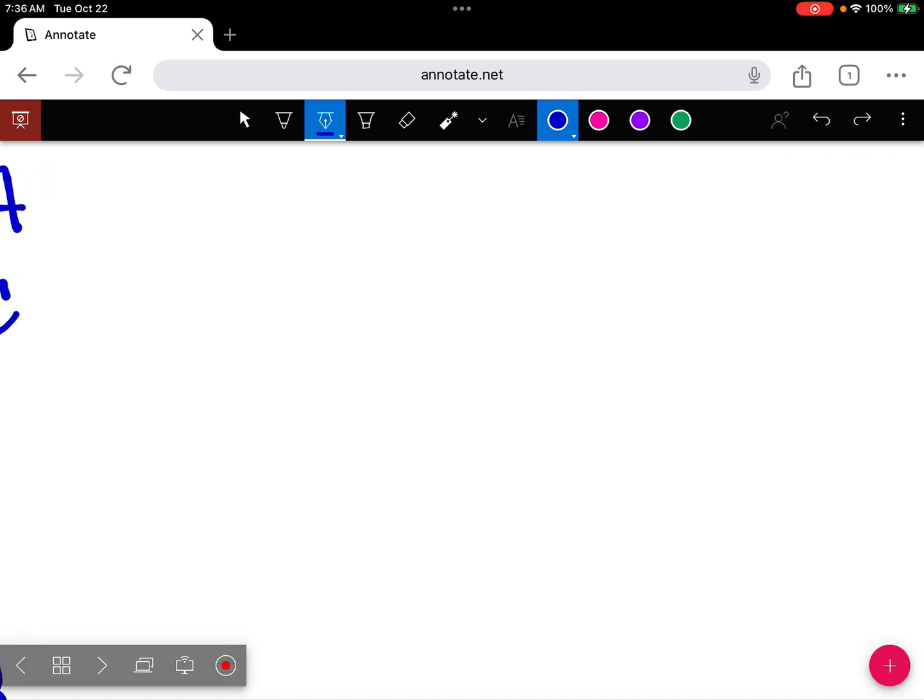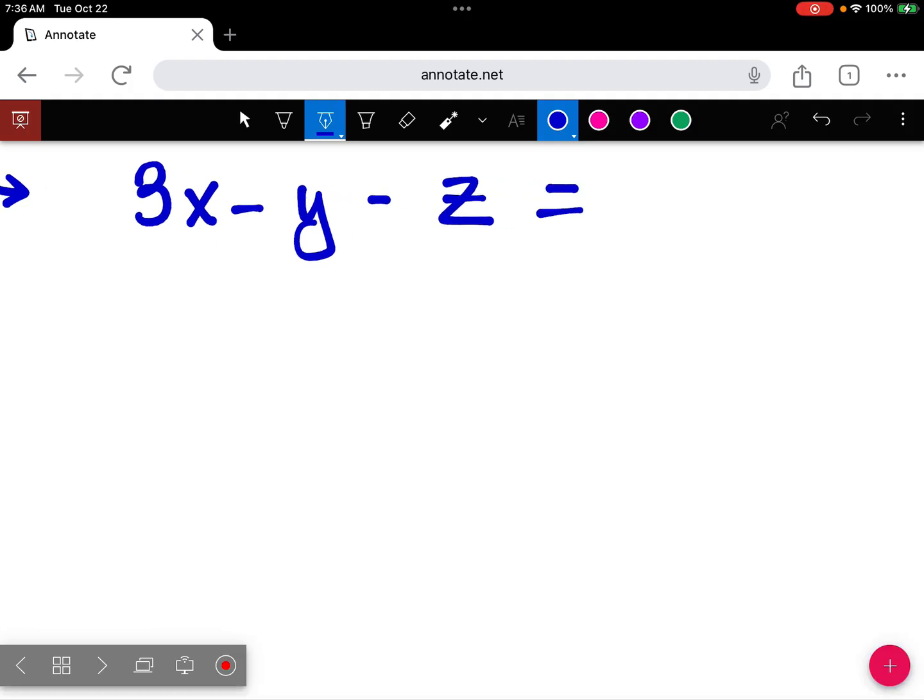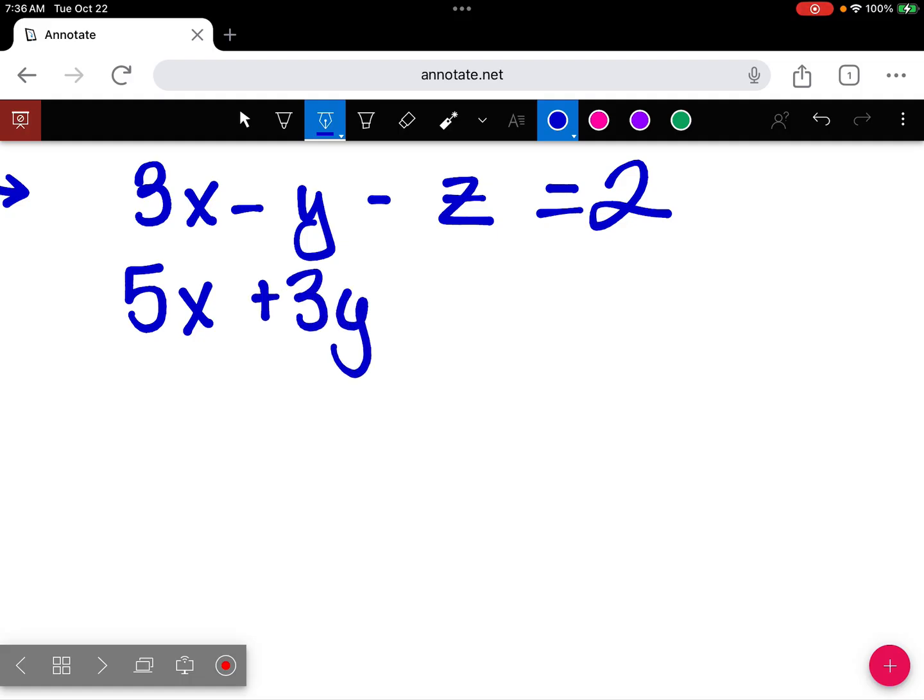So now I'm going to put my equations in here. So my A, that's my 3x minus y minus z equals 2. And my C, that's my 5x plus 3y plus z equals 8.